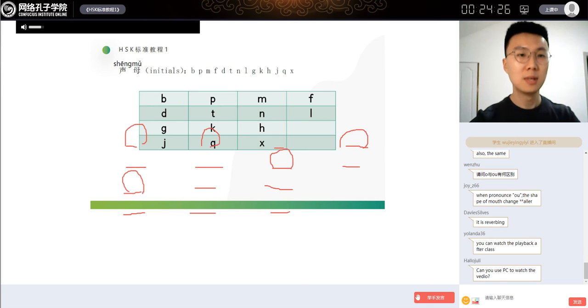Ge. When we read ge, you can clearly feel that the root of your tongue is blocking the airflow. Ge. The last three, ji, qi, and xi, maybe they are difficult for you to pronounce.